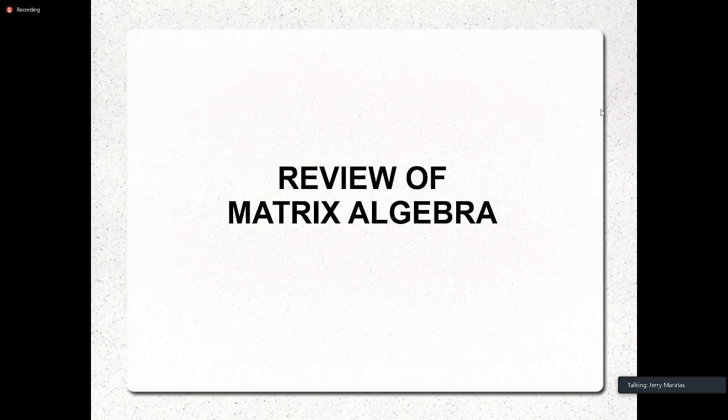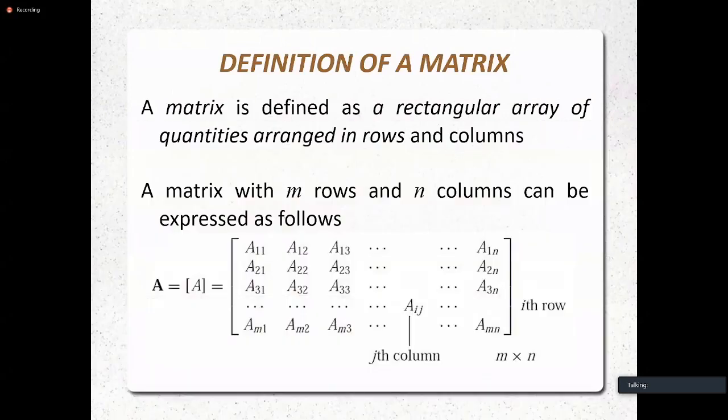So let's try to review our matrix algebra before we discuss the topics regarding matrix analysis of structures. So let's start with the definition of a matrix. A matrix is defined as a rectangular array of quantities arranged in rows and columns.